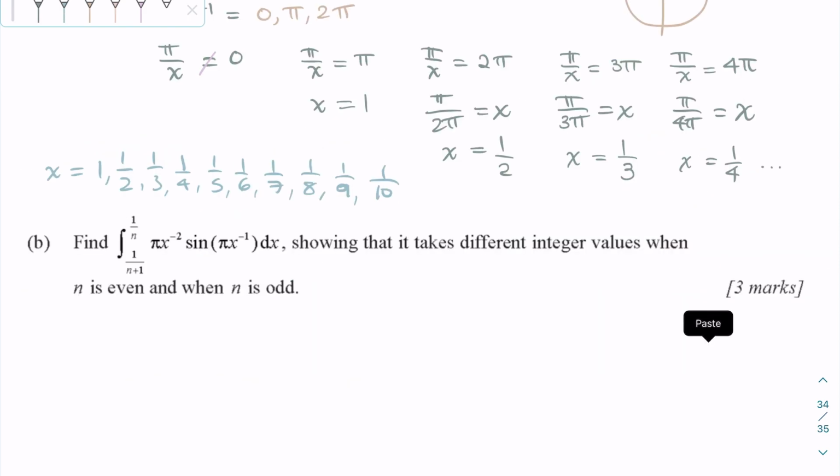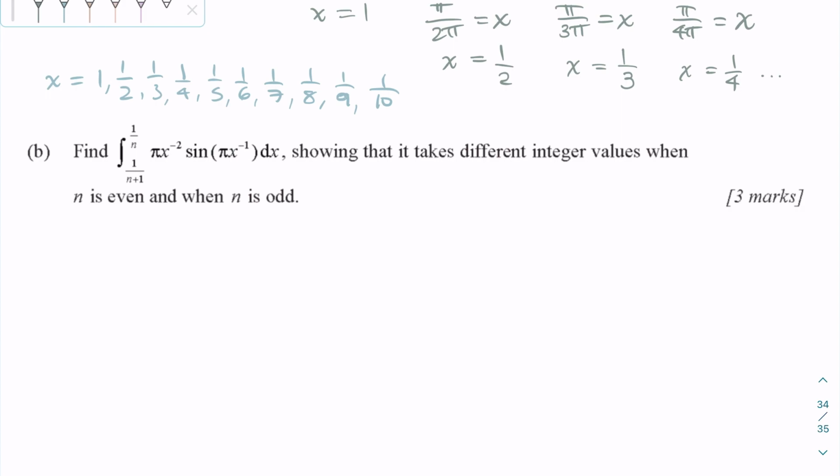Part B asks to find the definite integral from 1 over n plus 1 to 1 over n of pi x to the minus second times sine of pi x to the minus first. And we need to show that this integral takes different integer values when n is even versus when it's odd.